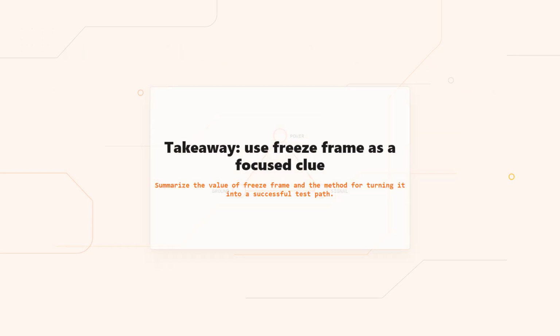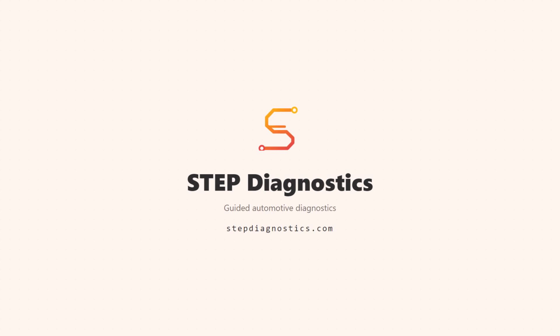Freeze frame data helps you understand what the system was doing and how the ECU interpreted it when the fault set. When you confirm scan data with real-world testing, you can target your diagnostics and avoid wasted time and parts. By understanding and confirming freeze frame data, you take control of the diagnostic process and work smarter, not just faster.